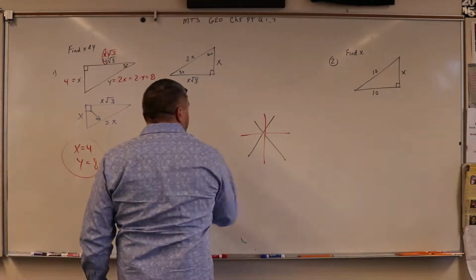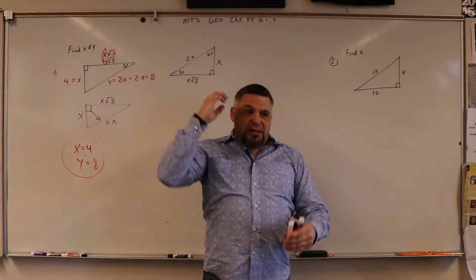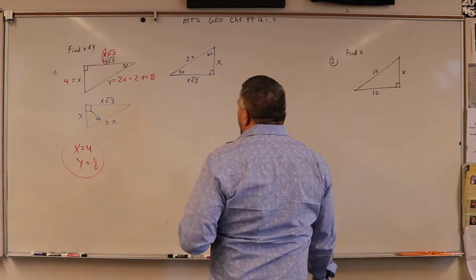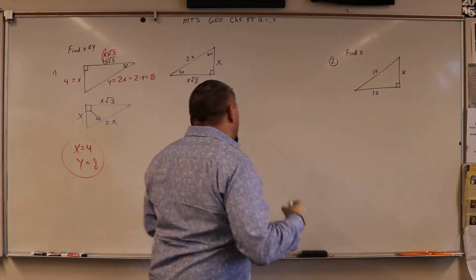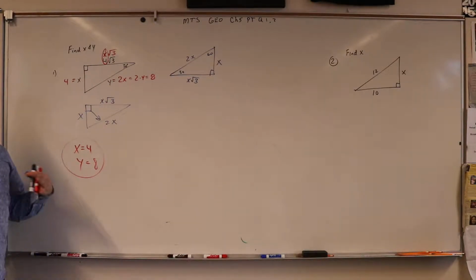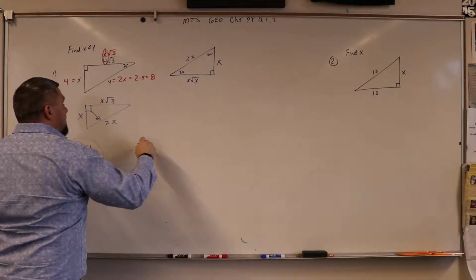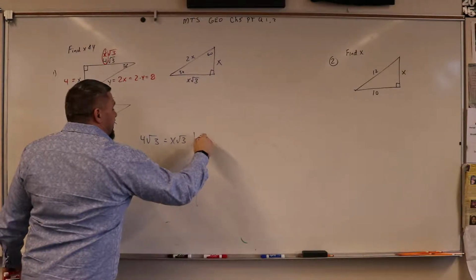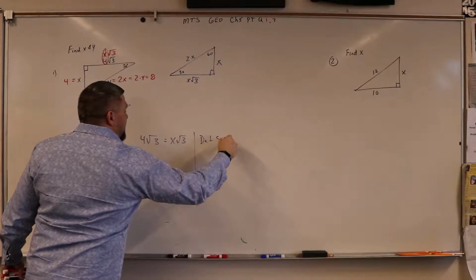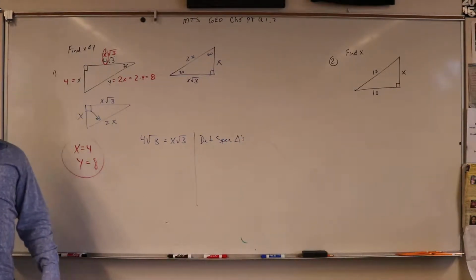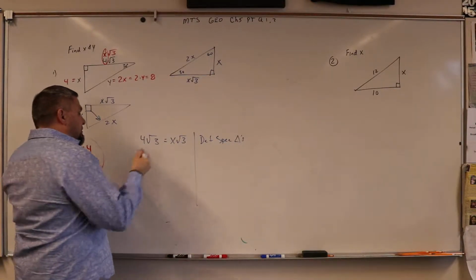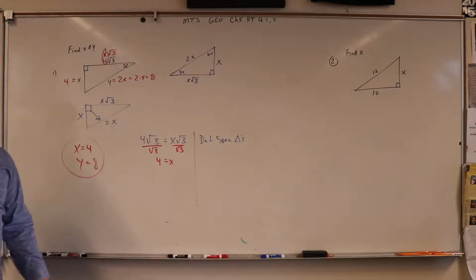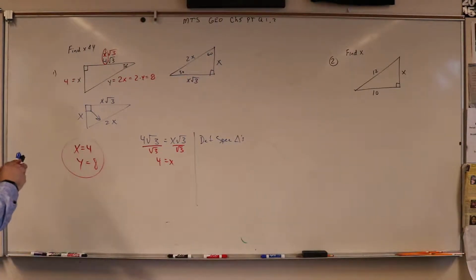Now number 2 is also easy because it's Pythagorean theorem. Now, you could set this up as a 2-column proof, right? You could go, okay, 4 square root of 3 is equal to x square root of 3. Why? Definition of special triangles, the 30, 60, 90 triangle. And then you're just dividing out that square root of 3. And so 4 is equal to x.